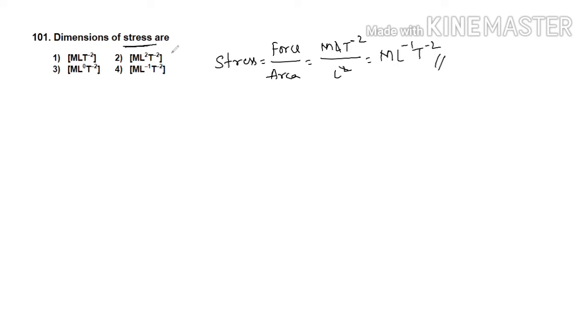So see here, the dimensions of stress they're asking. So we know that stress is equal to force per unit area, and we know the dimensions of the force, that is M L T raised to minus 2, and area L square. So here one L will get cancelled. So M L raised to minus 1 T raised to minus 2 will be the dimension for stress. M L raised to minus 1 T raised to minus 2, option 4.